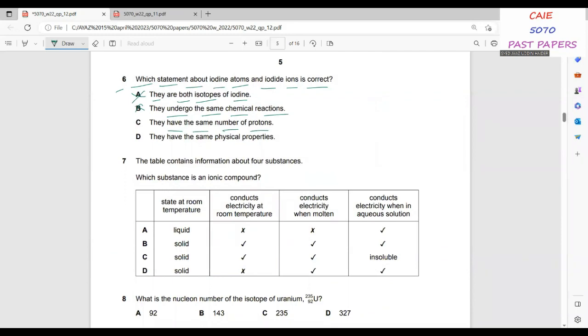C, they have the same number of protons. Yes, this is correct because during the formation of ions, only the number of electrons are changed. So both iodine atoms and iodide ions have the same number of protons. C will be the right answer. For your convenience, I am reading the last statement also. They have the same physical property. No, they can't have the same physical properties. D is wrong.